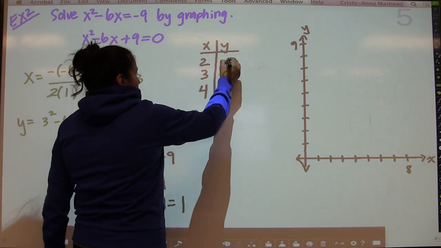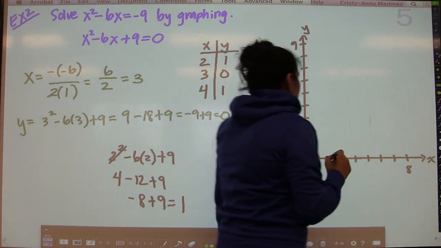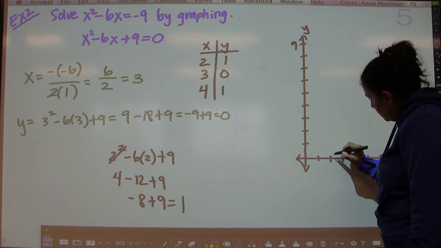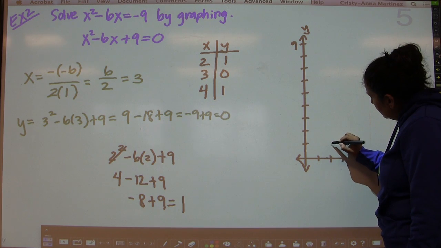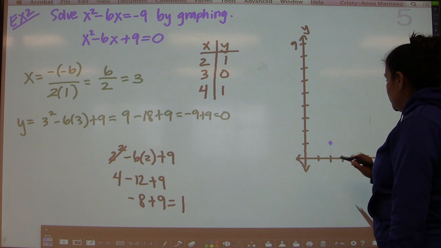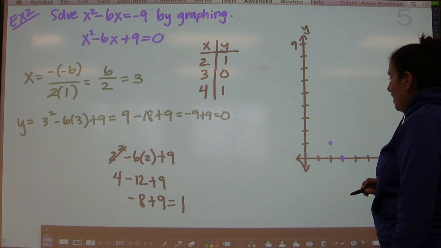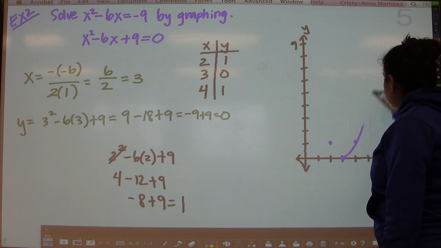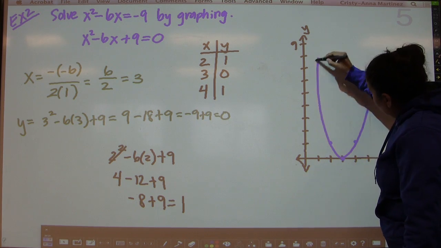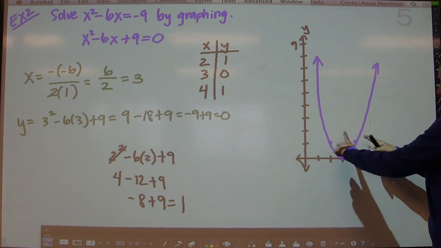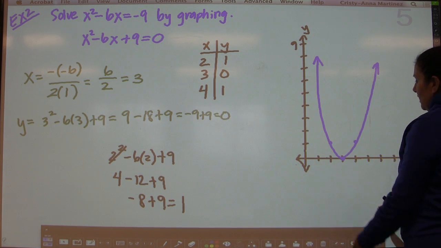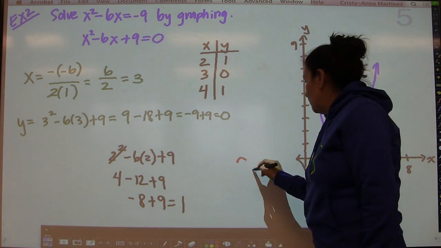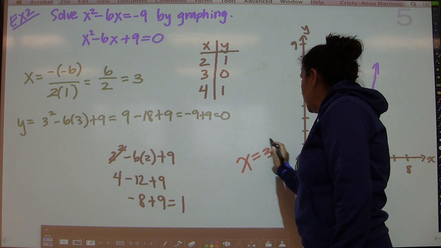So we're going to get 2, 1, and 4, 1. So in this case, when we graph our parabola, we're going to have 2, 1. So there's 1, 2, 1. And then we have 3, 0. And 4, 1. And you can see what I mean by the fact that this graph is not going to go beyond or turn around again, and so it only crosses the x-axis one time. So our solution, for example 2, is that x equals 3.